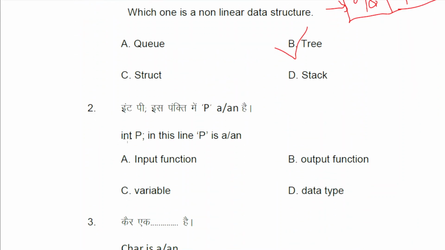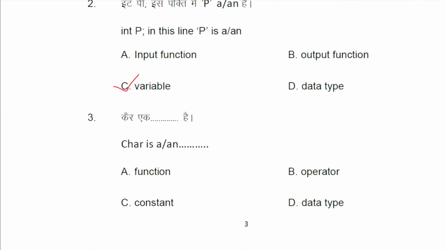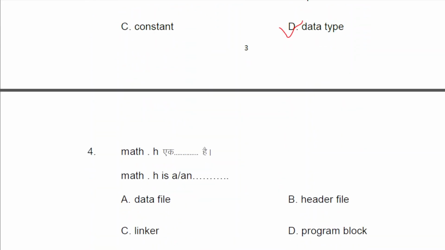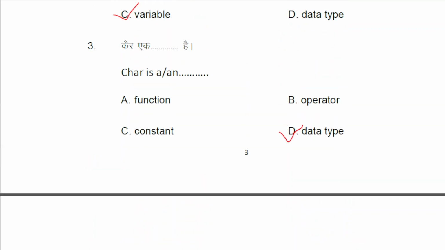Int p. In this, int is the data type and p is the variable. The answer is C, variable. Next, char is a data type; it is not a constant, not a function, and not an operator either. We know we have multiple data types: char, int, float, double. All these things we have.